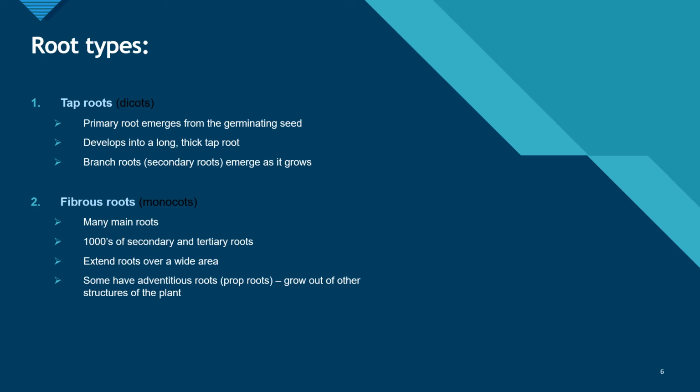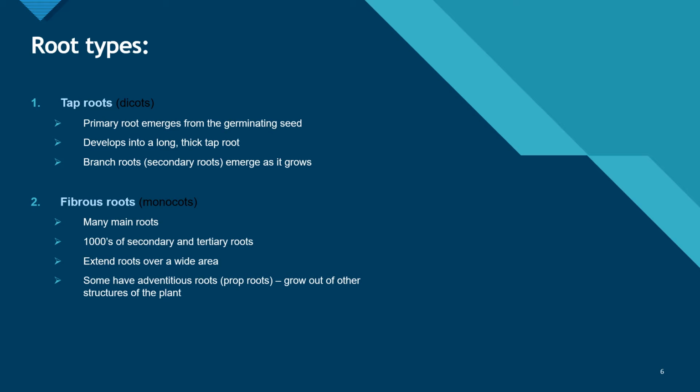Next, we can talk about the different root types. Like I said before, remember taproots are dicots and fibrous roots are monocots. Taproots have a primary root. The primary root emerges from the germinating seed. It develops into a long, thick taproot, which is kind of like your tap water, like a tap, like it's hollow inside, and then branch roots, which are the secondary roots, emerge as it grows. Fibrous roots are many main roots, with thousands of secondary and tertiary roots that extend over a wide area.